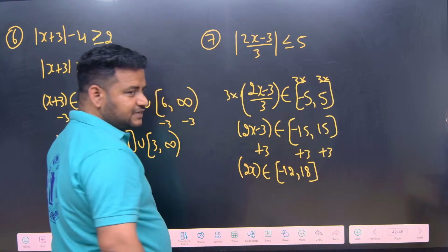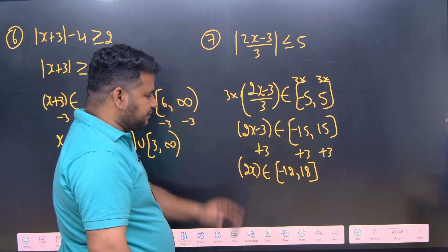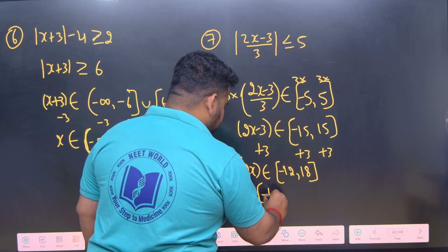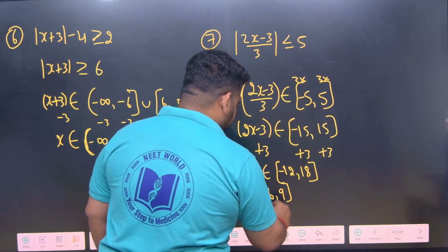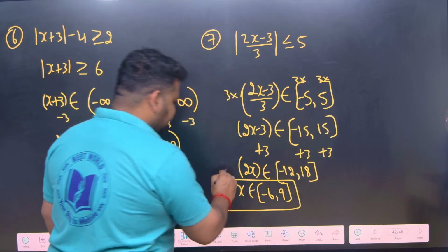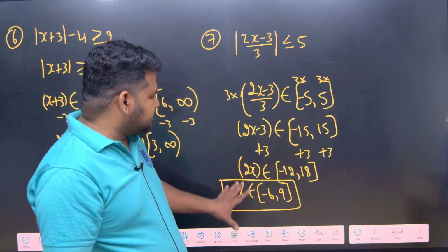Now I want only x, I don't want 2x, so I will divide everything by 2. So x belongs to the closed interval minus 6 comma plus 9. This is the final answer, friends.